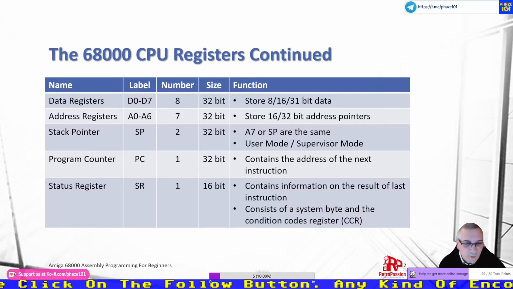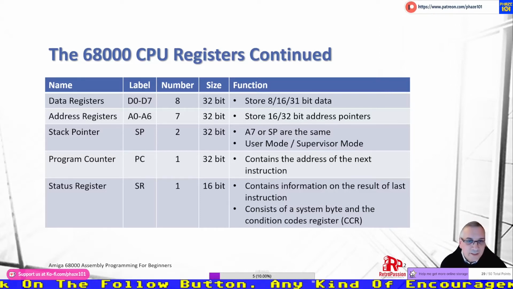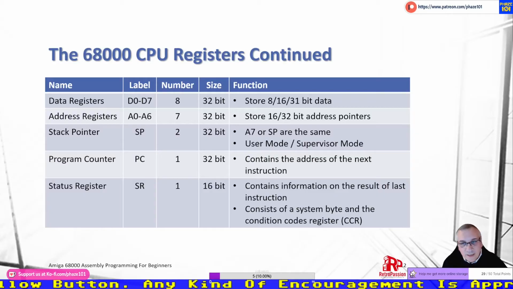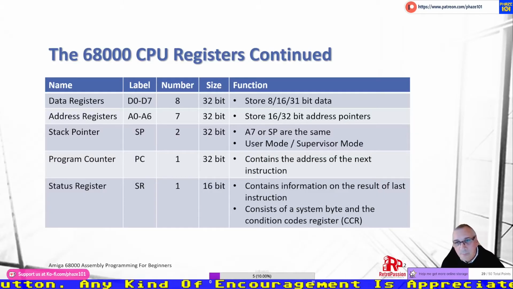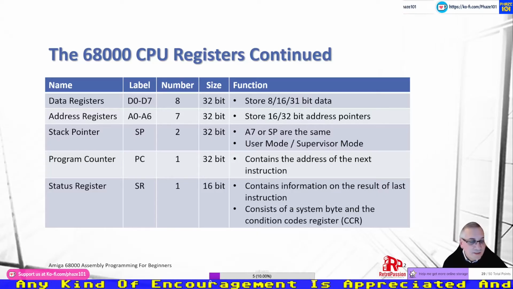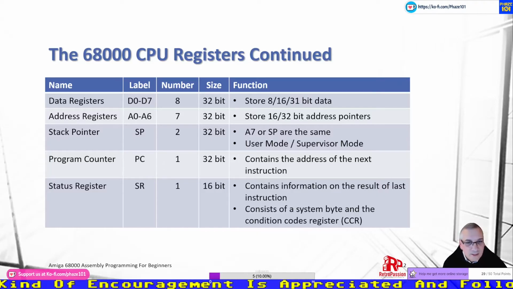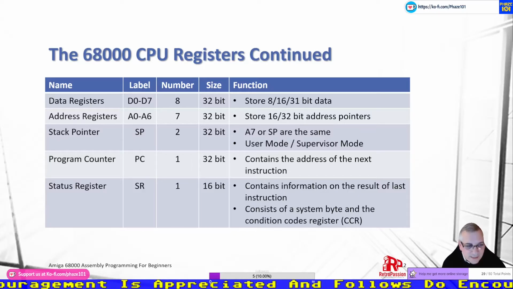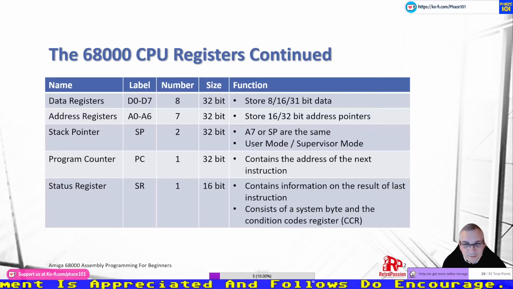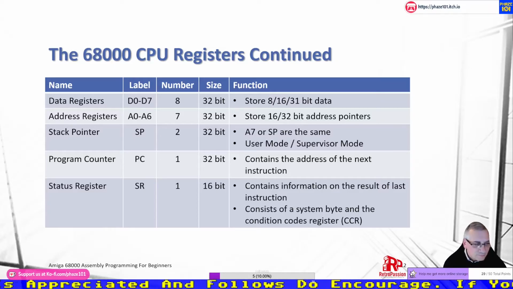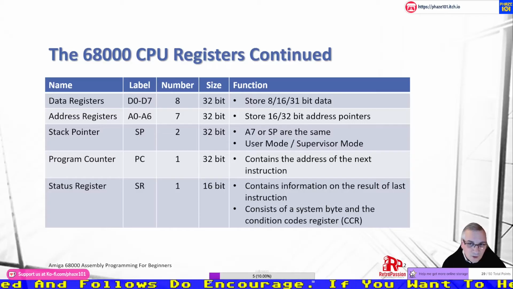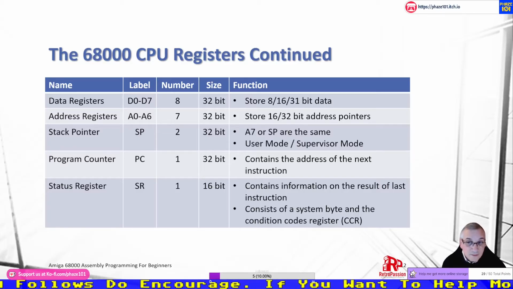Basically here is what I just said. Data registers are from D0 to D7. There are 8 of them, and they are 32-bit. Address registers are from A0 to A6. Notice I skipped A7. So there are 7 actually available to you, not 8, unless you know what you're doing. 32-bit, and also 16 and 32-bit.